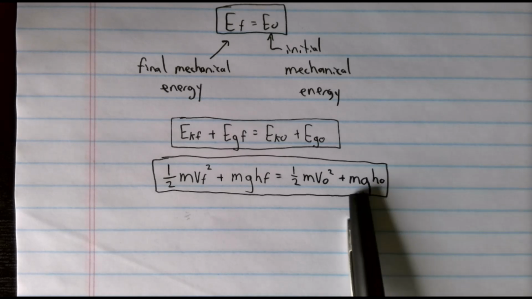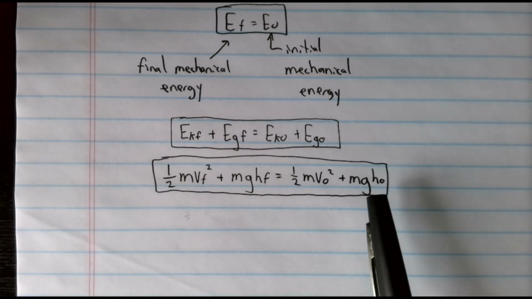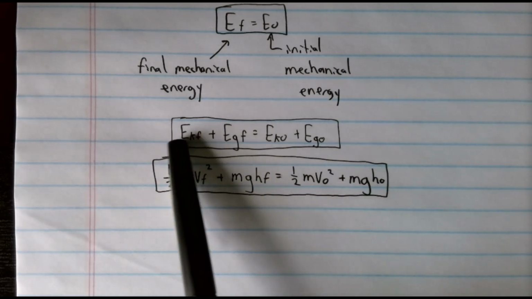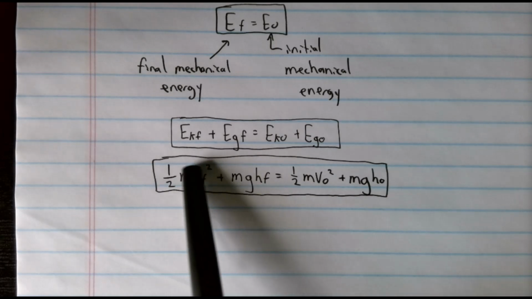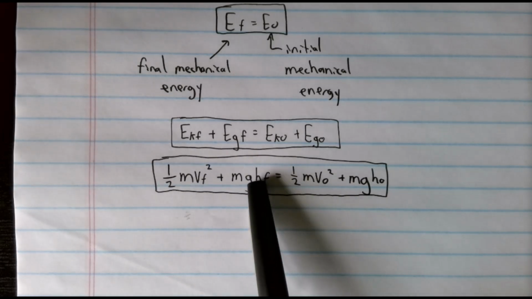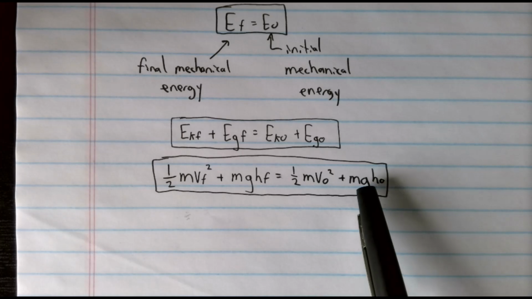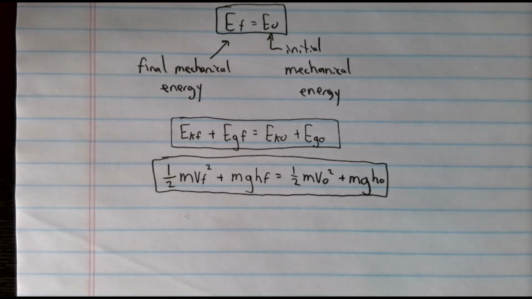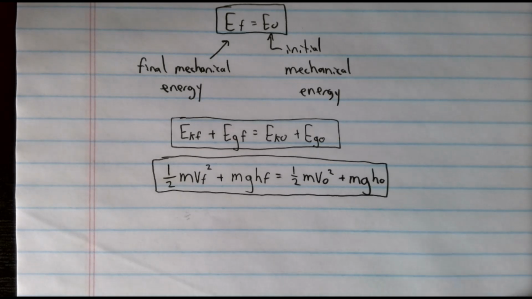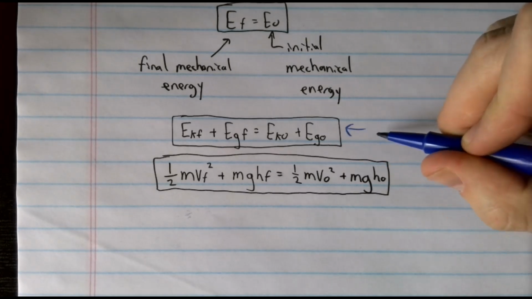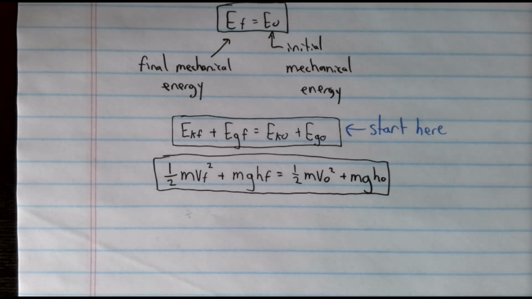We'll very frequently use this because these m's can cancel out, as we'll see later. But I recommend starting here because sometimes you don't go all the way to this point. Maybe you'll plug in 1/2 mv_f squared, but you'll leave this as E_Gf. Maybe you'll leave this as E_Ko and keep this as mgh_o. So there's many ways to write this last form. That's why I think this is the best place to start.